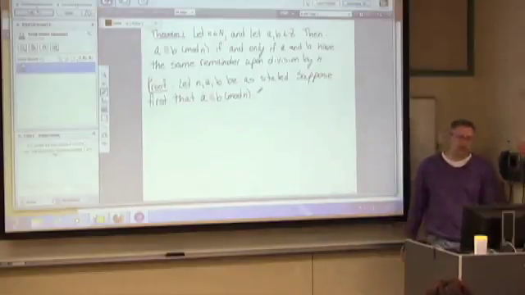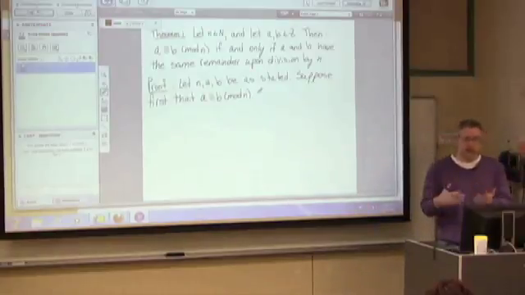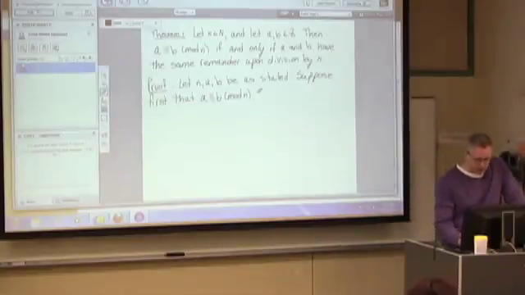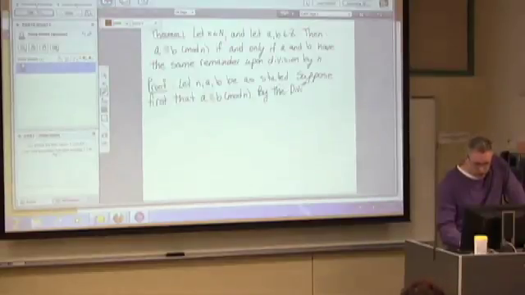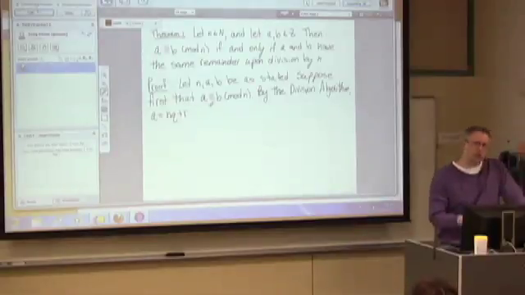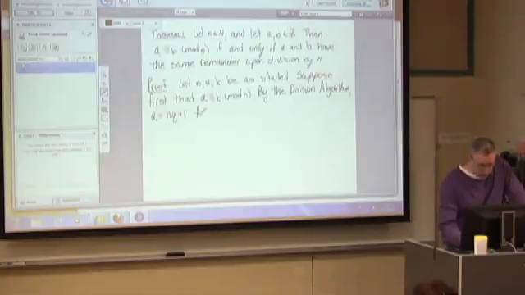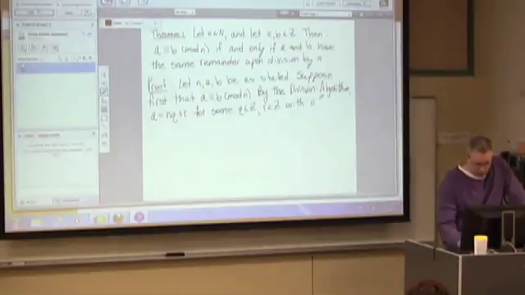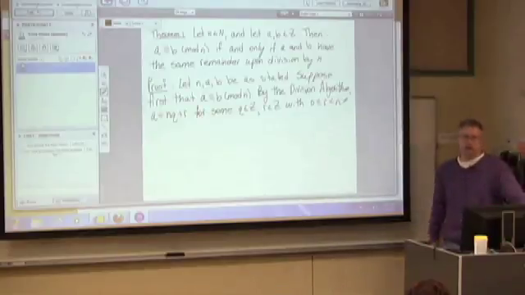Well, this implicitly invokes the division algorithm, right? So we know we can divide by n, we get a remainder that's between 0 and n. We've proved this already. So I'll just say it this way. By the division algorithm, a equals nq plus r, right? We're dividing by n. q is the quotient, r is the remainder, for some integer q and some integer r with, most of you were pretty good with this on the exam, 0 less than or equal to r less than n. That's what the division algorithm says.